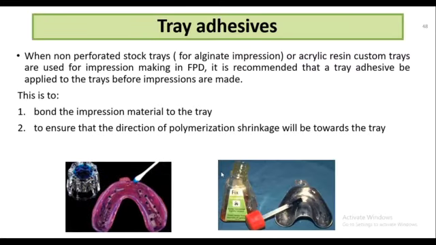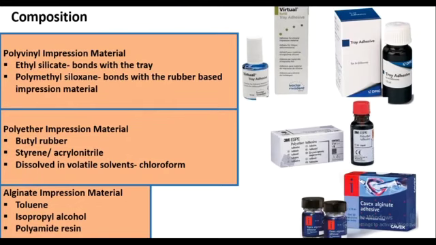Another miscellaneous use is the tray adhesive. You need to apply this adhesive onto the tray, and then you need to take an impression so that the impression material doesn't come out of the tray. Now the composition of these tray adhesives depends on the material. For polyvinyl siloxane impression material, you need to use an ethyl siloxane or polymethyl siloxane. For a polyether base, you need to use a butyl rubber or a styrene. Or for an alginate impression, you need to use an isopropyl alcohol polyamide.